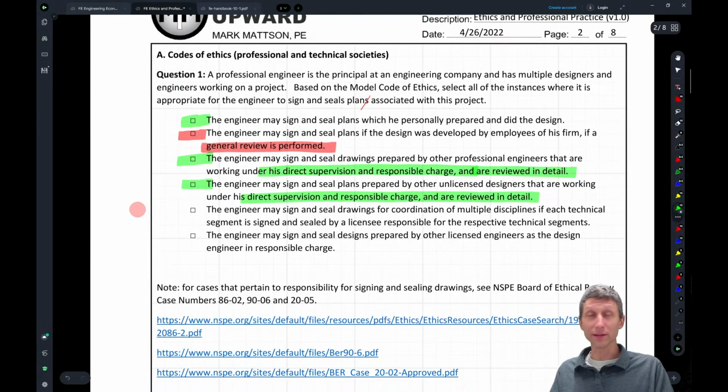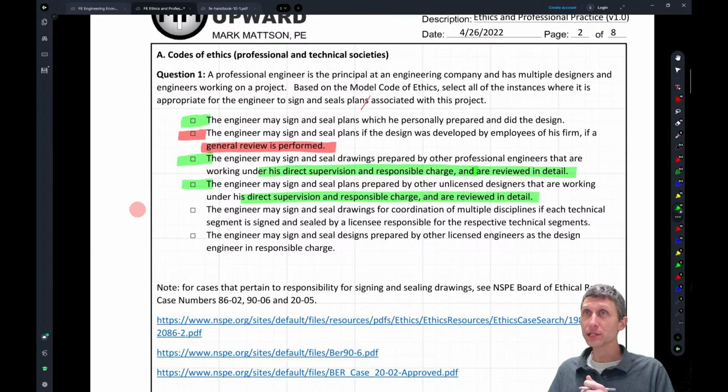You're reviewing them in detail. You're not just passing things off and just accepting, well, they're pretty good. They went to a good school. They passed the FE. They're good. No, you are still, as the engineer, the one that's taking the responsibility here, and you have to review in detail.